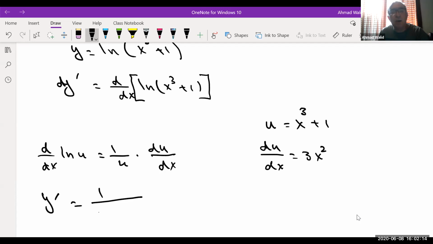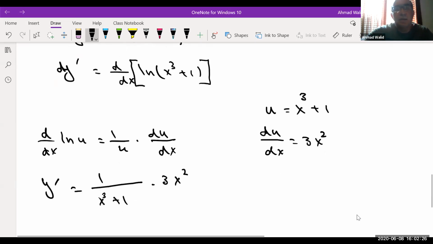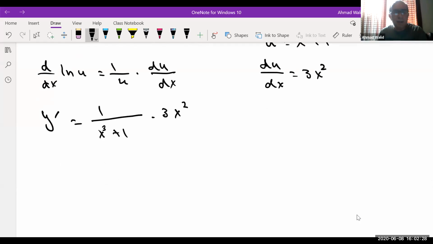x cubed plus 1 times du dx. What is your du dx? Your du dx is 3x squared. Let's simplify a little bit. y prime equals 3x squared over x cubed plus 1, final answer.